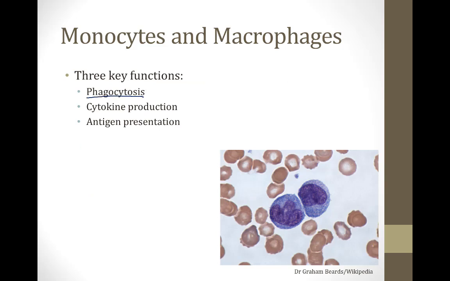The first is phagocytosis, which we'll talk about in a minute. The second is to produce cytokines, which trigger the inflammatory response. And then the third function is to present antigens to the adaptive immune system. We won't talk about this much in this module, but just remember that the innate and adaptive immune systems are interlinked, and the cells of innate immunity, like macrophages, can present antigen to the cells of the adaptive system, like T cells, to trigger the adaptive system to respond.